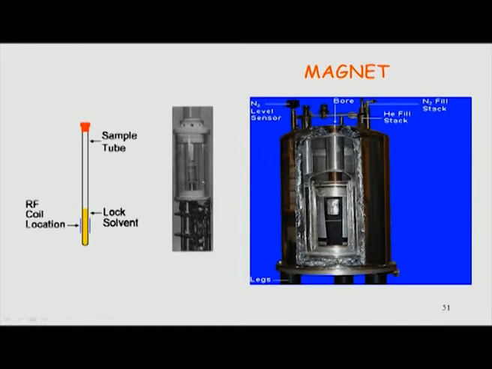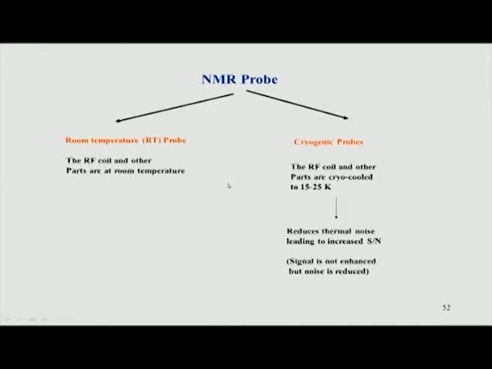So, this is again a figure drawing of a probe. In the modern day NMR spectrometers, there are two types of probes which one should know. One is called a room temperature probe.